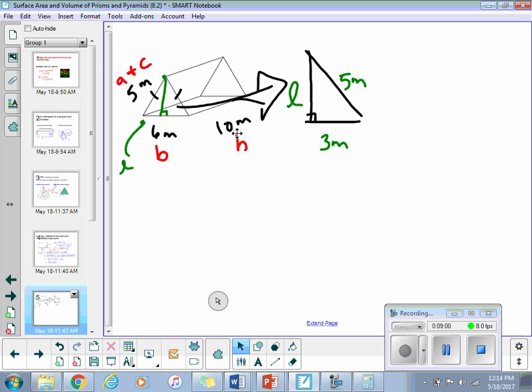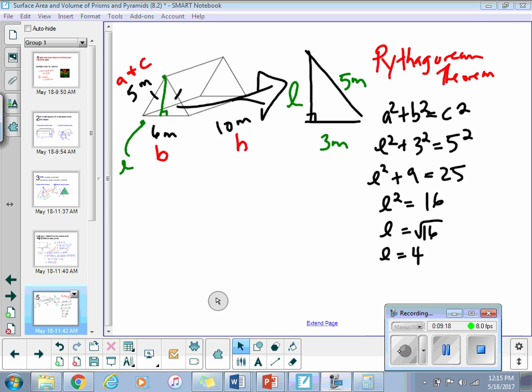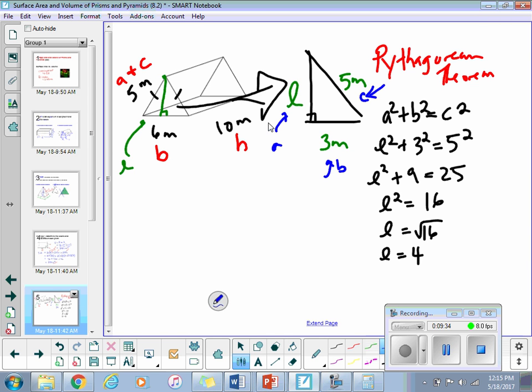If we need L to figure out the volume and surface area, that hopefully will show you that you now need to use the Pythagorean theorem. So go ahead and find L. All right, I basically subbed L in as the A. That's my A value. This is my B value for the Pythagorean theorem, and this is my C. If you plug in everything correctly, you should end up with L being 4 meters.